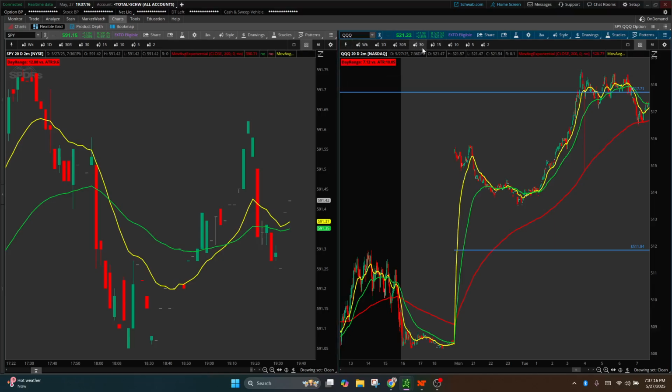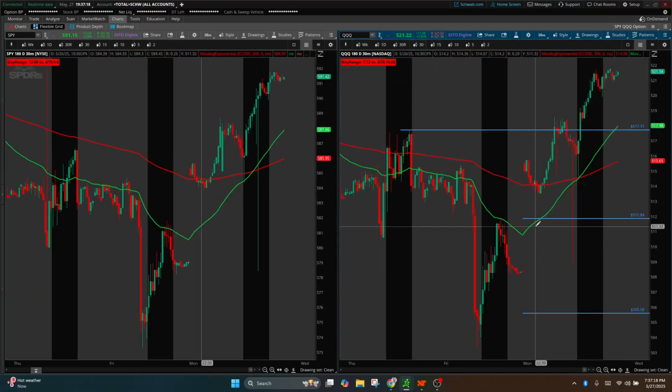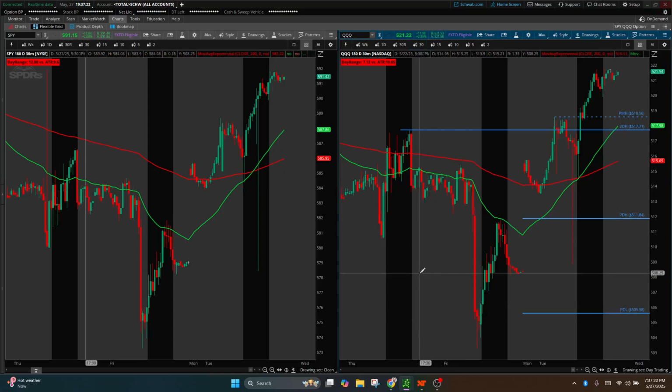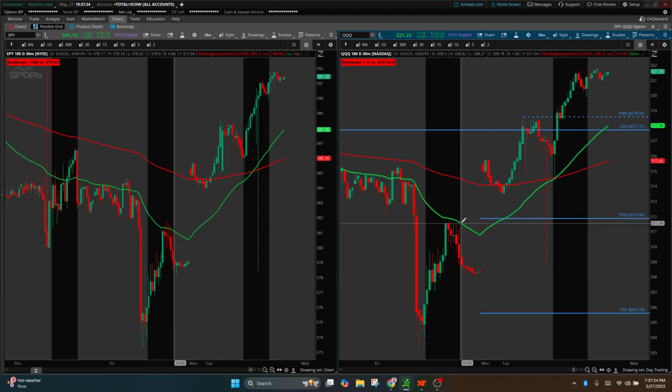So let me go to a 30-minute chart. It'll be easier to see. Change this to my day trading chart. So this was Friday's high here, right? So we gapped up. We opened right here today.